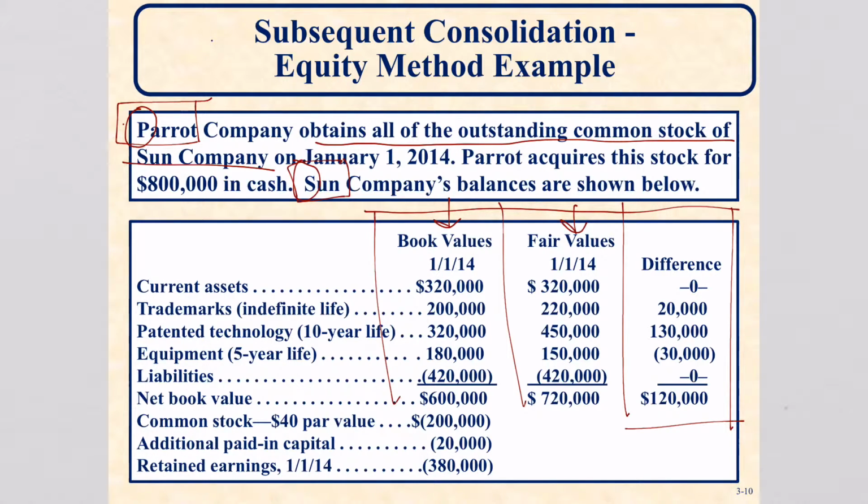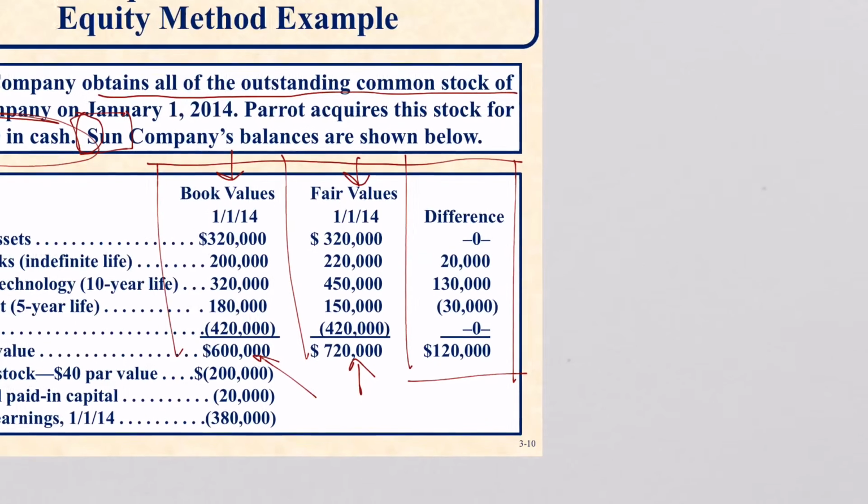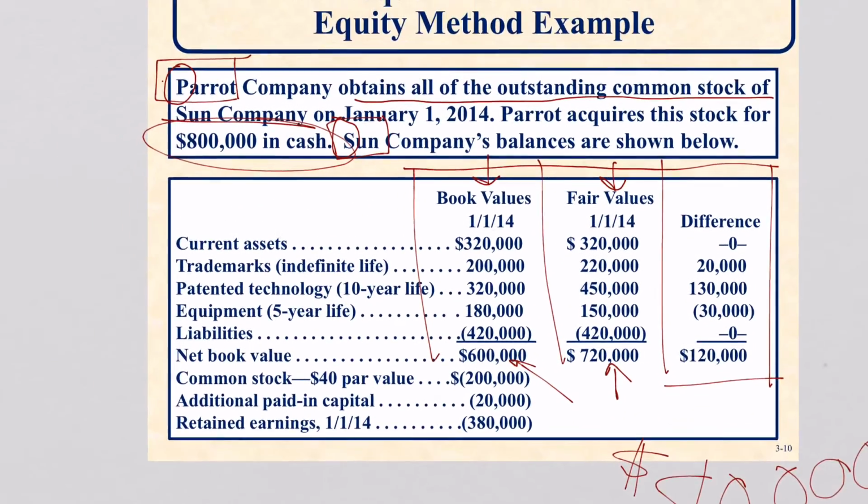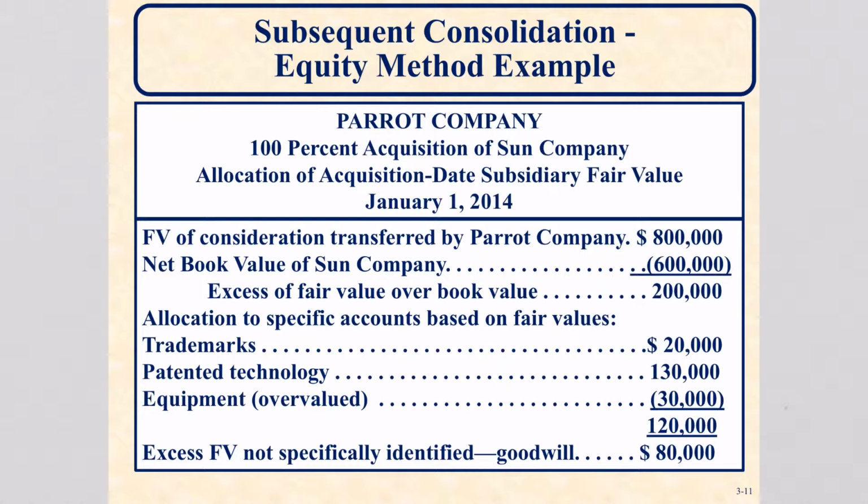Let's see what we did. The stock was acquired for cash, $800,000. And the net book value of Sun Company was $600. The fair value of its net identifiable assets are $800. So it looks to me like we've got, I'm going to guess, but it looks like we've got $80,000 of goodwill here. That's what it looks like. Let's see what, there we go from here.